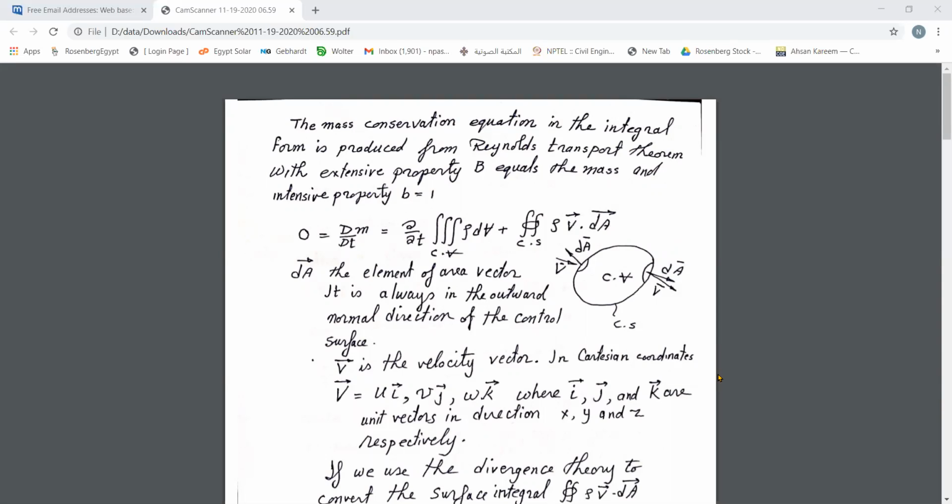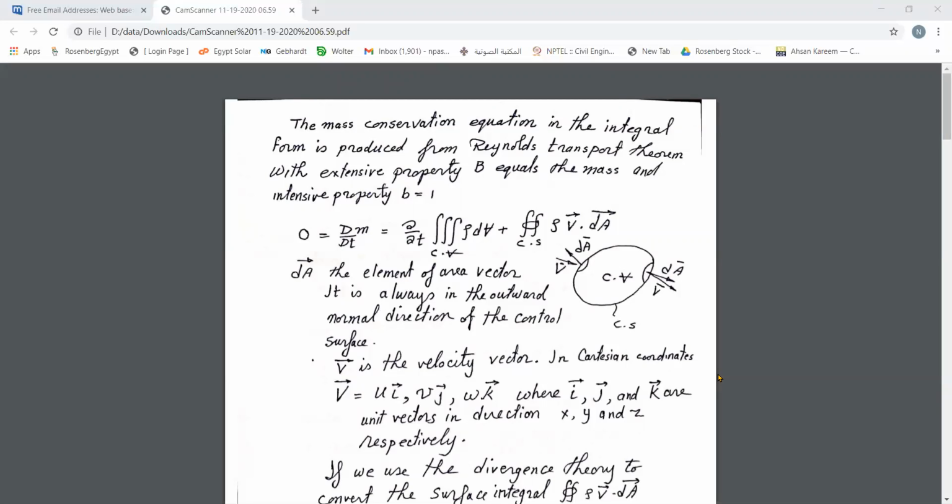The mass conservation equation in the integral form is actually the Reynolds transport theorem with extensive property capital B equal to the mass and the intensive property small b equal to 1. Since the mass is constant for a particle, for a control mass, for a material element, dm by dt is 0. Accordingly, we have this equation as the integral form of the mass conservation.